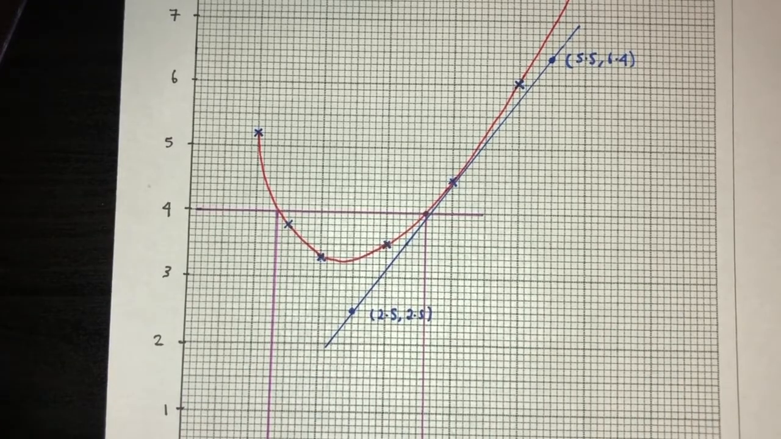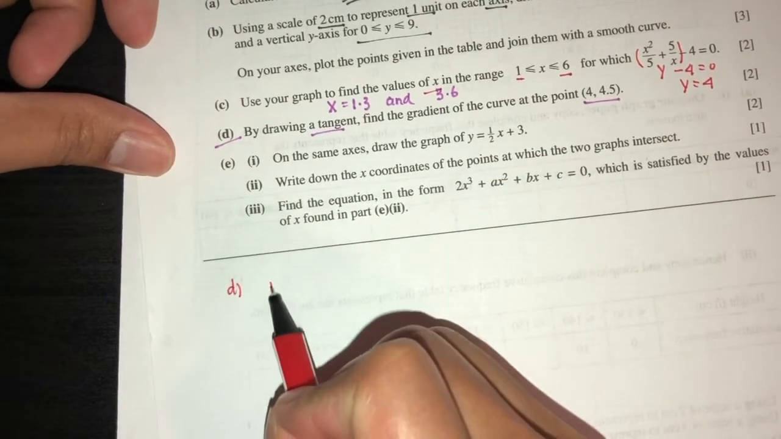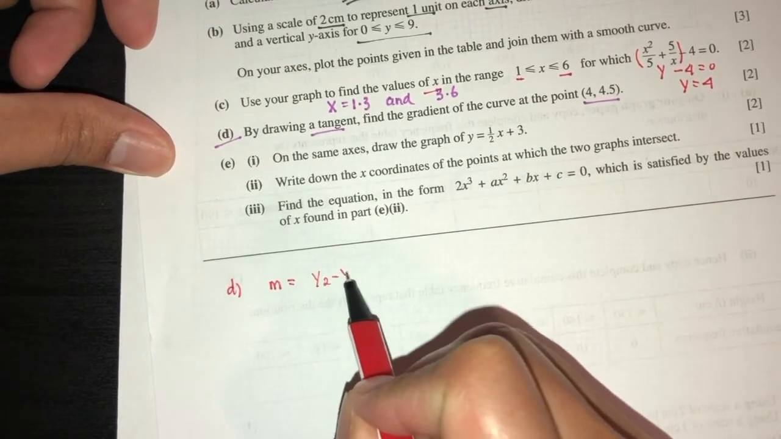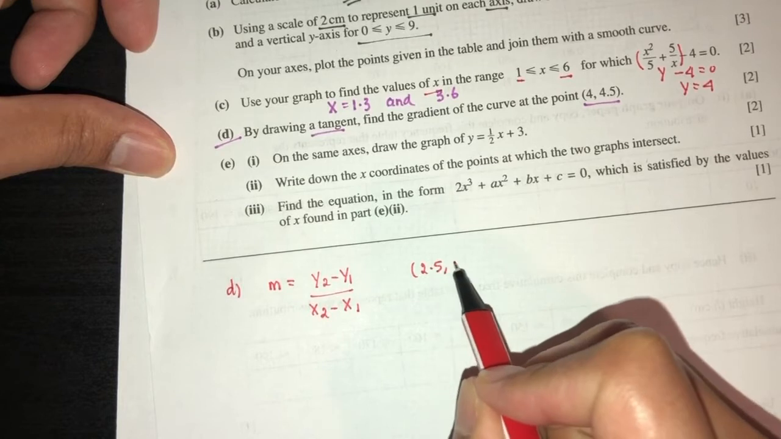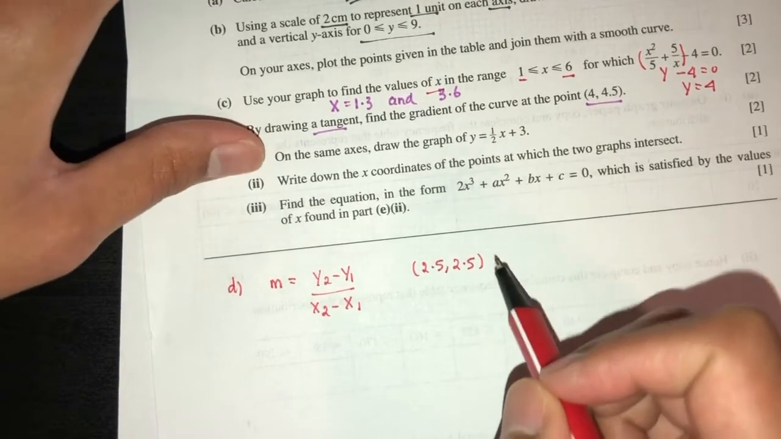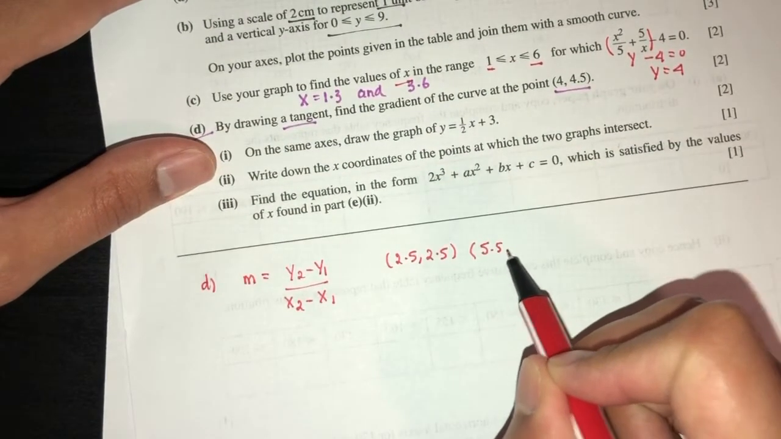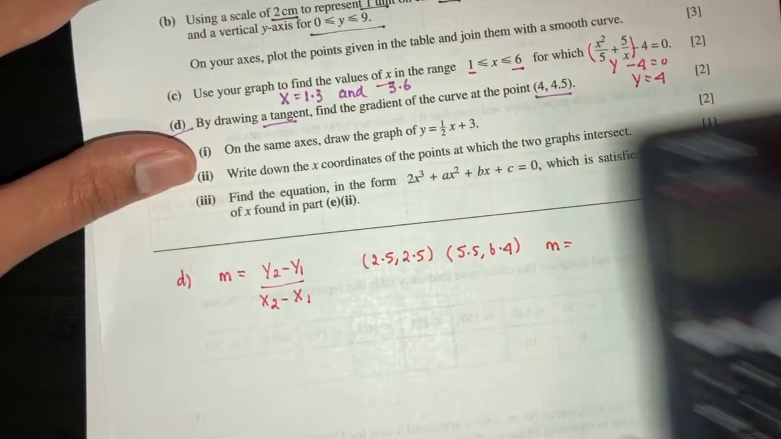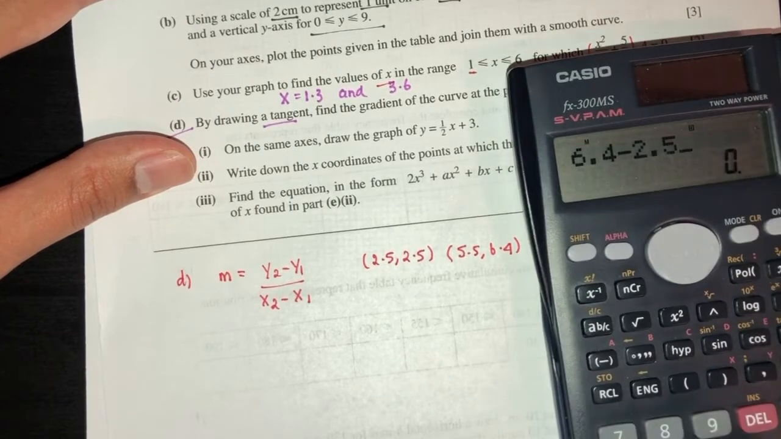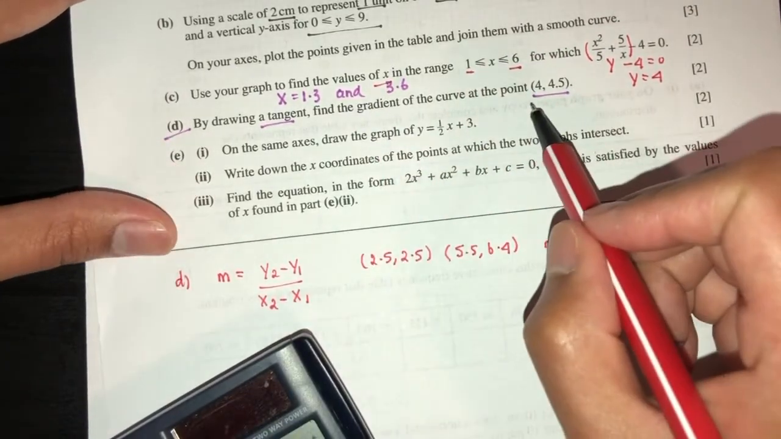Okay, so we can find the gradient by using the formula. So let's do this part D. m is equal to y2 minus y1 over x2 minus x1. So we have 2 points, which are 2.5, 2.5, and then 5.5, 6.4. So let's replace and we can find your gradient. 6.4 minus 2.5 divided by 5.5 minus 2.5. That will be 1.3. This will be 1.3.